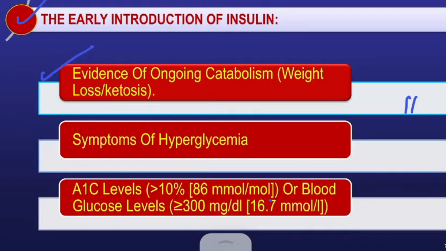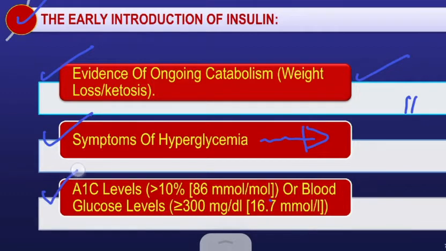First, if there is evidence of ongoing catabolism, if the patient has weight loss or ketosis, in this patient we should start insulin early. Or if there are symptoms of hyperglycemia like polyuria, polydipsia, dry mouth, if he is symptomatic, we can start insulin at this point. But remember also, if the patient is symptomatic, sulfonylurea is an option in such patients. We can delay the introduction of insulin and use sulfonylurea in a patient who is symptomatic. We will get a rapid control of hyperglycemia.